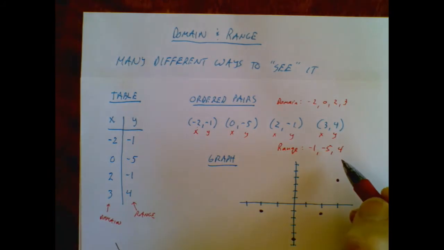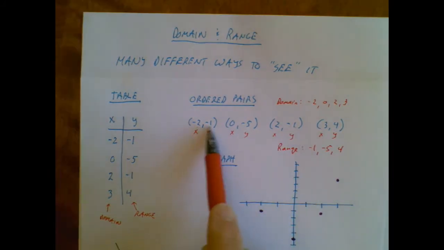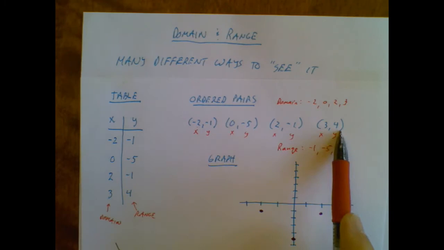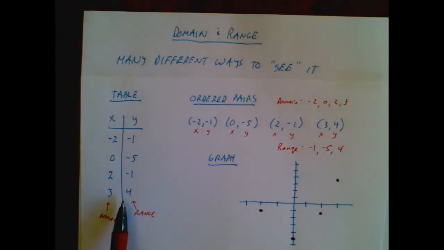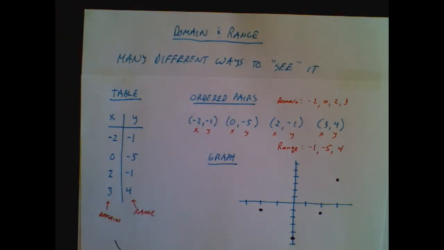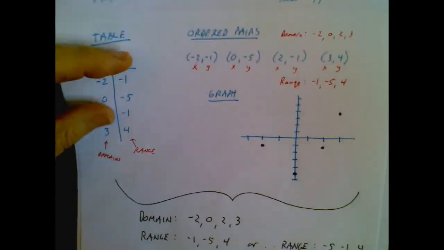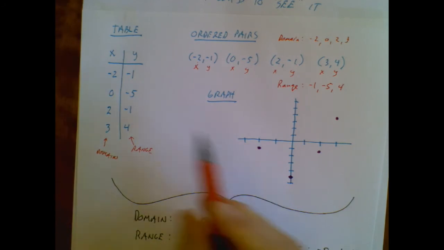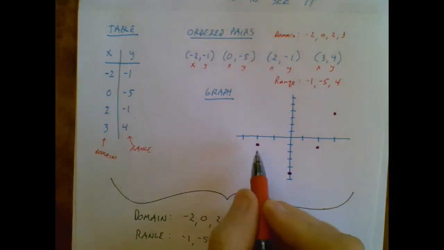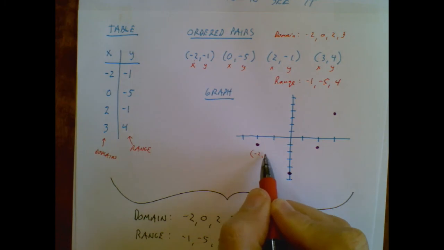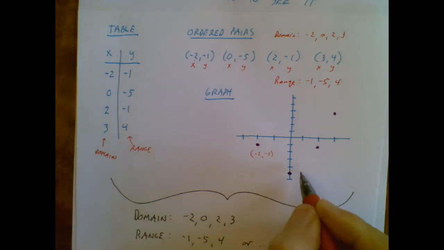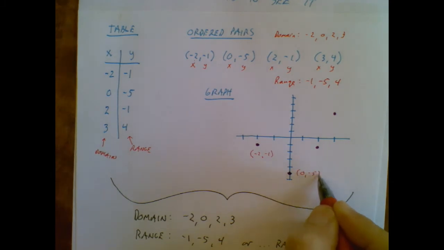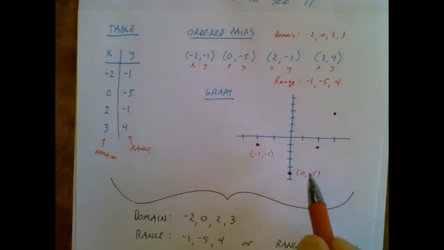And 4, which, by the way, finding the domain and the range from these ordered pairs is the same thing as I had in this table. If I look at this graph, each one of these points, which, by the way, comes from this table, has an x value and a y value. So this is the point -2, -1. This is the point 0, -5, and I can do that for all these points.